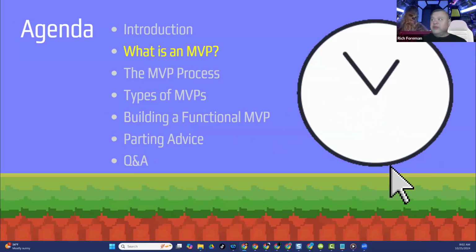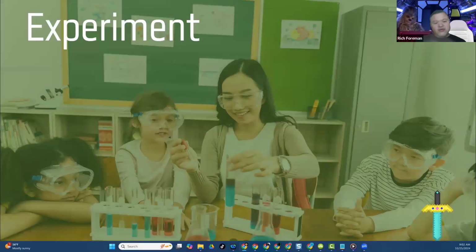So what is an MVP? Before I start on what it is, I'm going to pause here for a commentary. Entrepreneurship is an experiment. You have a hypothesis that solving a problem will make you money. And this is where the MVP comes into play. You want to build something quickly and inexpensively to test your hypothesis.